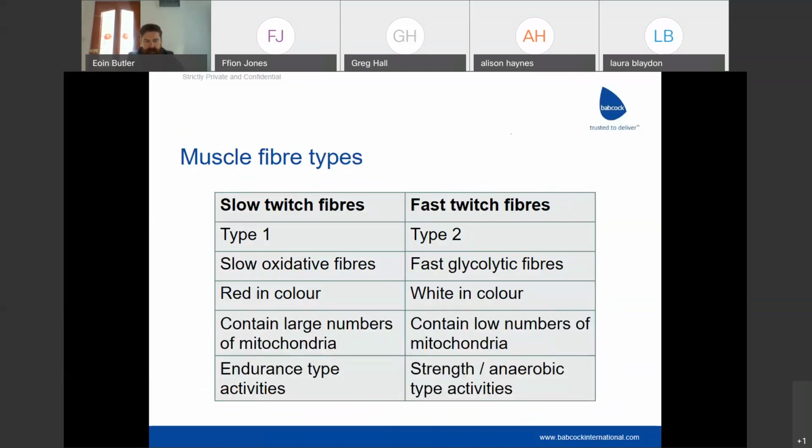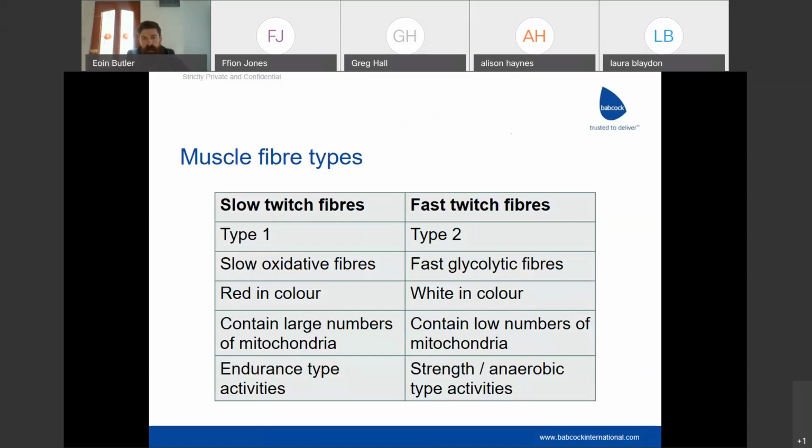Muscle fiber types. Again, this is kind of level 2, but we've got fast twitch and slow twitch muscle fibers. Our slow twitch fibers, first of all, are also known as type 1. They are slow oxidative fibers, which basically means that they're using oxygen slowly. They're red in color, contain large numbers of mitochondria, our powerhouses that are bringing energy to the working muscles and converting that oxygen into energy. Slow twitch muscle fibers are used mainly for endurance type activities.